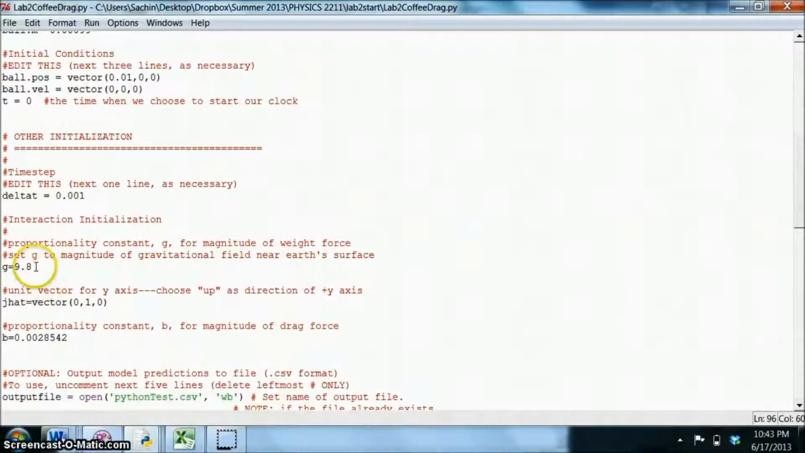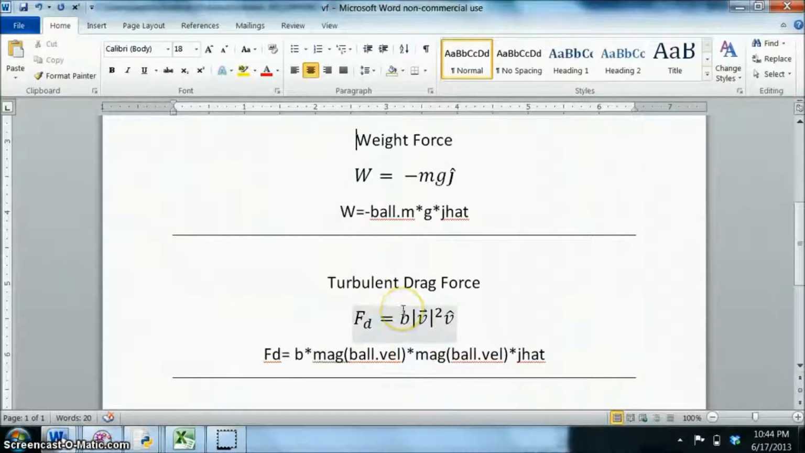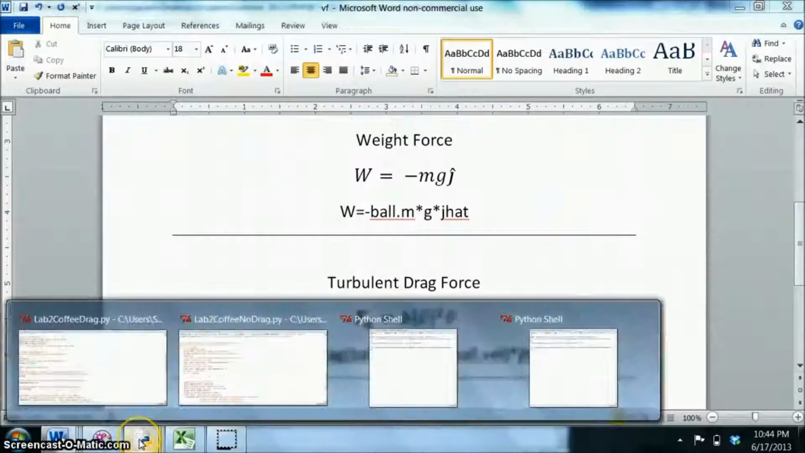We scroll down to g, which is equal to 9.8, which is basically the acceleration from the weight force formula. We have j hat, which is the direction that the object is falling in, and even though we choose up as the direction of the positive y, and it's 1, it's actually going down, and I'll show you that it goes down because of the negative later on. B is my drag coefficient, the b that we saw in this formula over here, and it's directly associated with the surface area. The larger the surface area, the more the drag force.